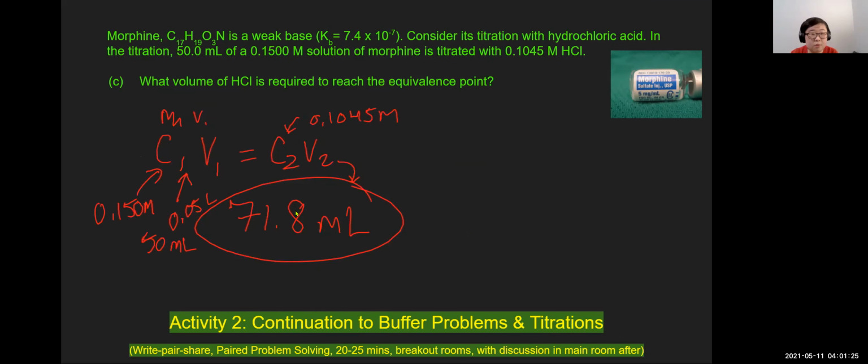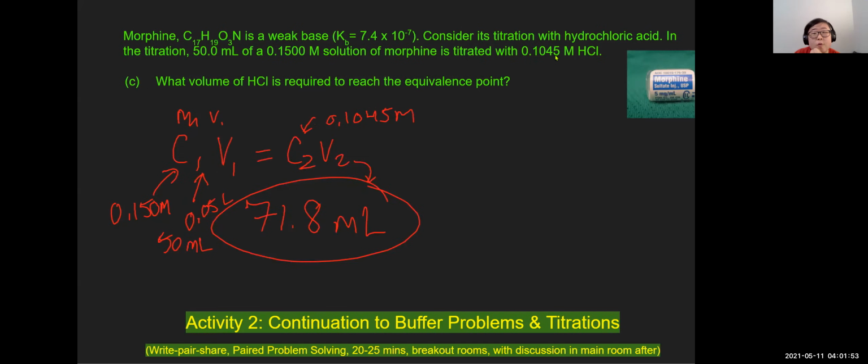Okay, so right here, we did M1V1 or C1V1, whatever concentration you want to call it, C2V2, and you can get 71.8. I'm going to speed through this because I think it's getting way too long. So it's 0.150 molar of morphine. It's titrated, and there's 50 milliliters of it. And it's titrated with 0.14045 molar hydrochloric, and we just need to find how much hydrochloric.